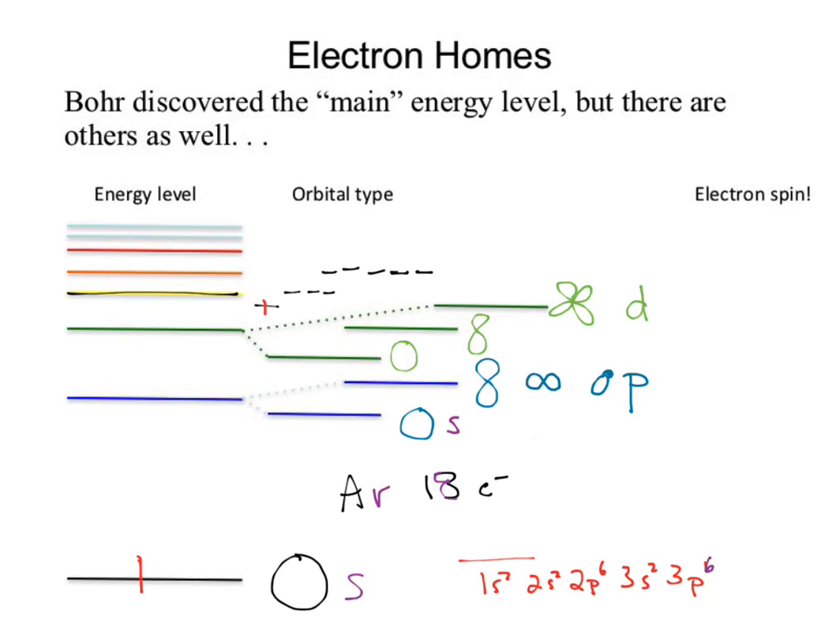Take a look at our D. The D has five orientations: 1, 2, 3, 4, 5. So I can either place one electron into the 4s, or I can place one electron into the 3d. Those are the two options that we're looking at right here, right?